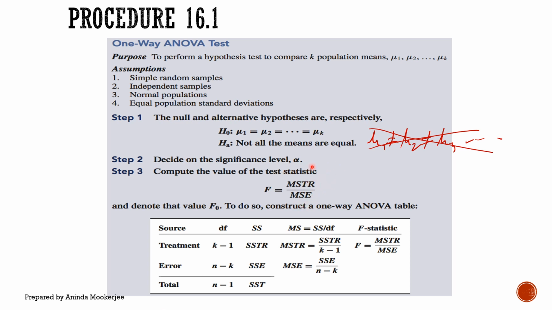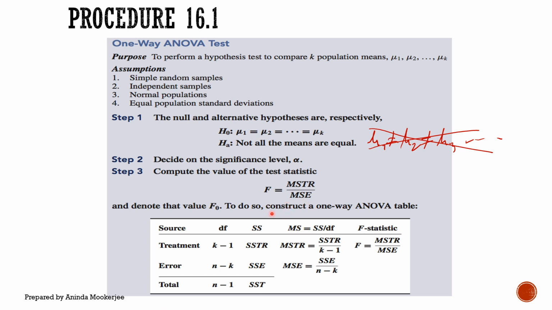However, please note that MSTR has its own formula, which is SSTR over K minus 1, stated in this ANOVA table, and MSE has its own formula, which is SSE over N minus K. So we have to go through a process for that calculation, and then once we do that, we can construct our one-way ANOVA table, and then we go on to performing the test using the critical value approach or the p-value approach or both. Then we come to a decision, and then finally we will interpret.